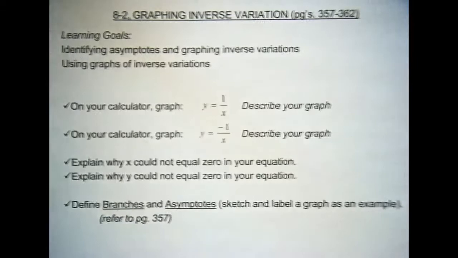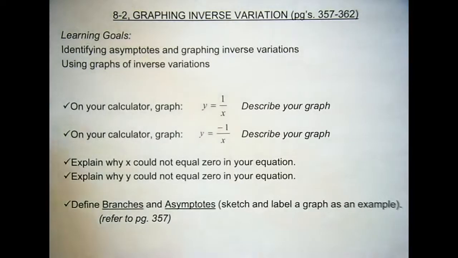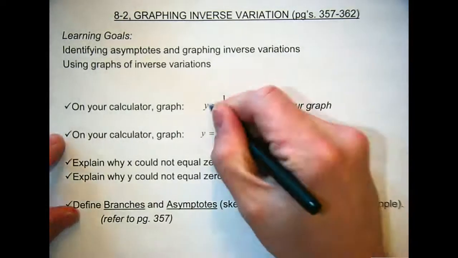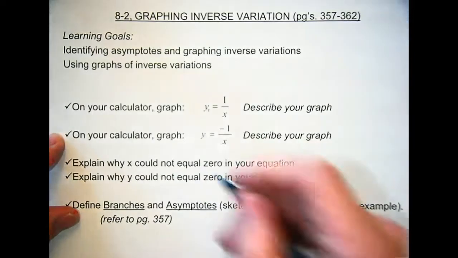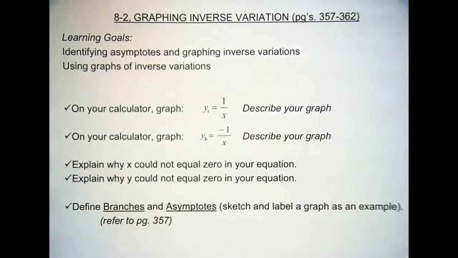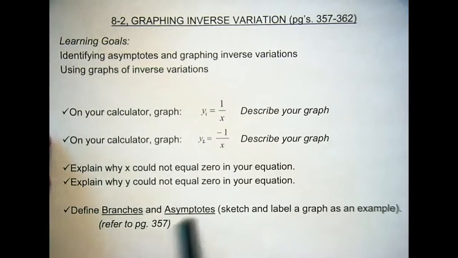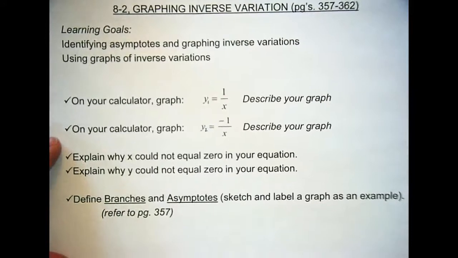On your graphing calculator, I want you to plug in y sub 1, y equals 1 over x, and in y sub 2, y equals negative 1 over x. Okay? You can do a quick sketch to describe your graph, and then we're going to answer these two questions. We'll actually define branches and asymptotes using those pictures.